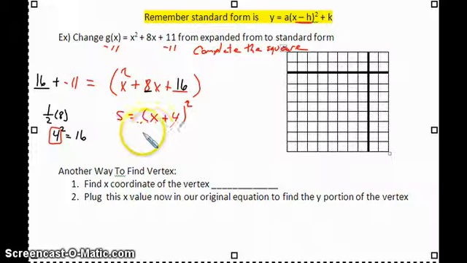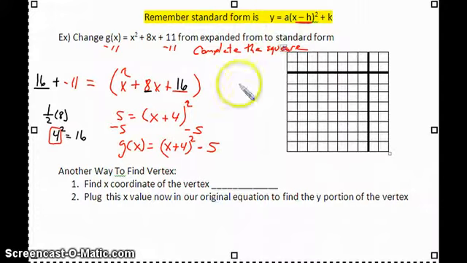So this is what my problem would look like, and so now what I'd want to do to make it balance back out into this form here is move this number back over to the other side. So subtract 5, and so now I can say that g of x is equal to x plus 4, that quantity squared, minus the 5. And now I can go through and list out what my a value is, what my h value is, and what my k value is.